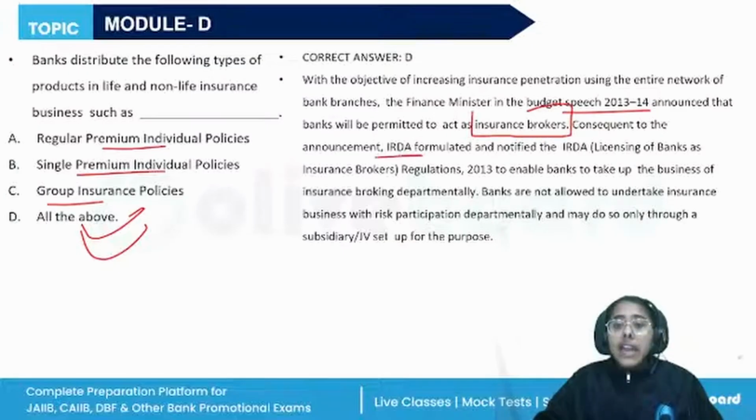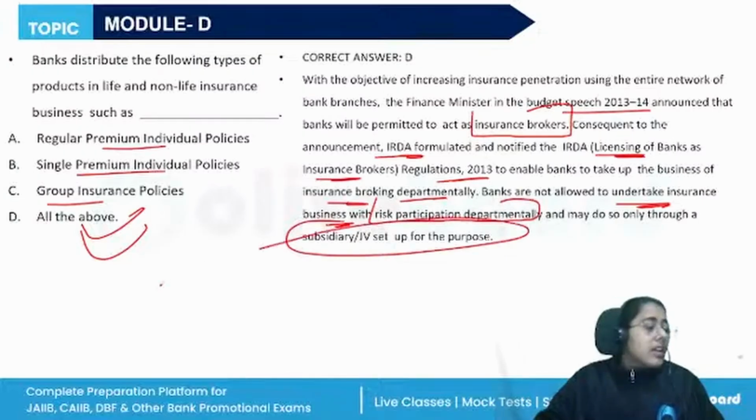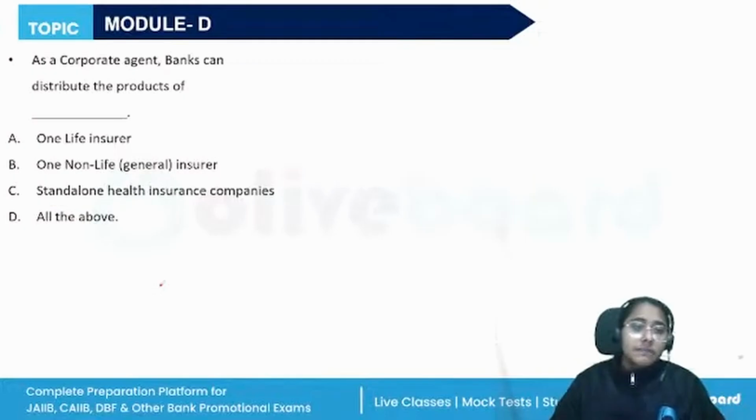Then IRDAI formulated the regulations for licensing of banks as insurance brokers in 2013, to enable banks to take up the business of insurance departmentally, but without risk participation. If they're undertaking the insurance business, then they can do it without risk participation departmentally, and with risk participation only through a subsidiary or a joint venture.